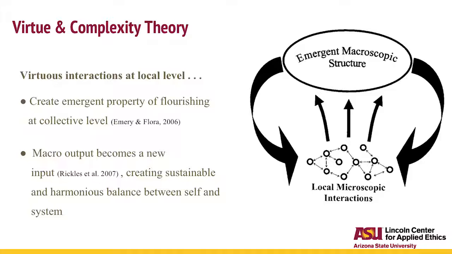These interactions generate emergence, a qualitative shift at the macro level. Here, the emergent property is collective flourishing, which then creates enabling conditions that foster the well-being of individuals. Over time, this repeated interplay becomes a virtuous cycle.